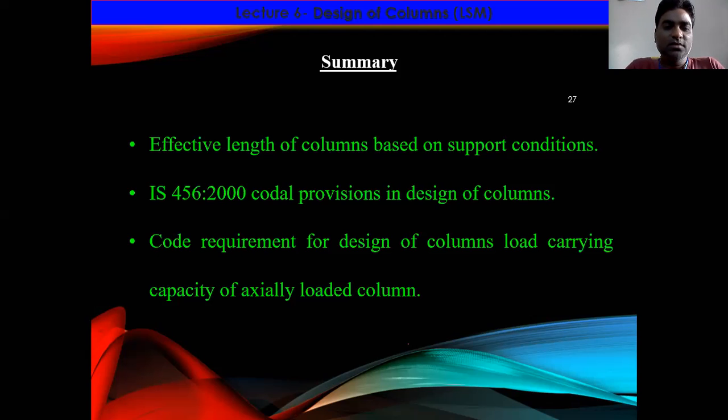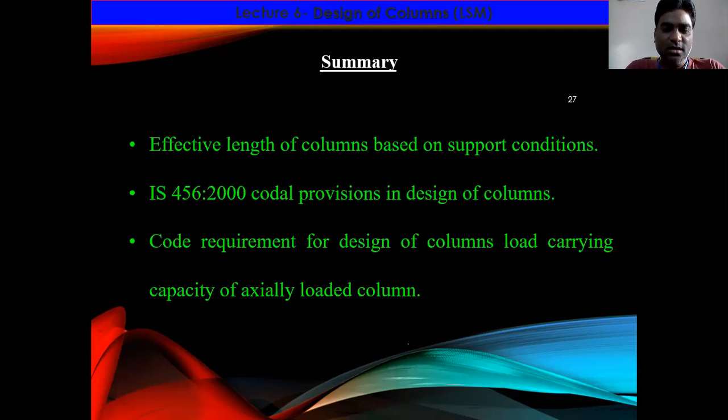Then later, we have seen the codal provisions in design of the column. That means the eccentricity of the column. In eccentricity, the codal provision itself allows a minimum eccentricity, whichever is greater. Based upon the formula which is given, you can calculate the minimum, and that should not be greater than 0.05 times the dimension. If it is exceeded, then the column should be designed as an eccentrically loaded column. If it is less than this, then you can design it as an axially loaded column, right?